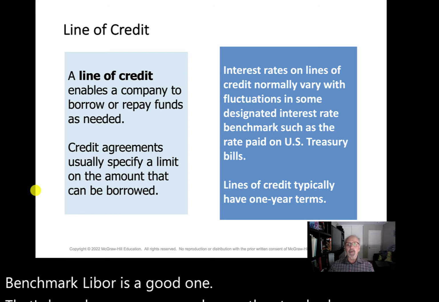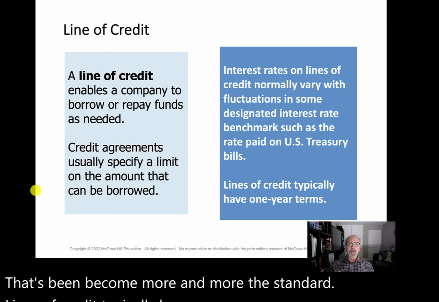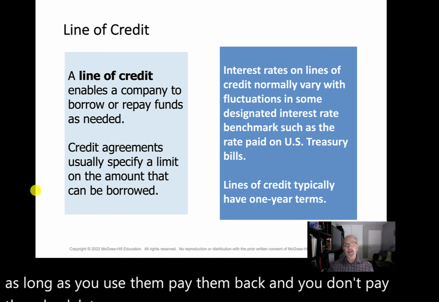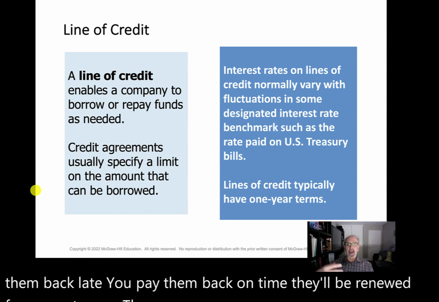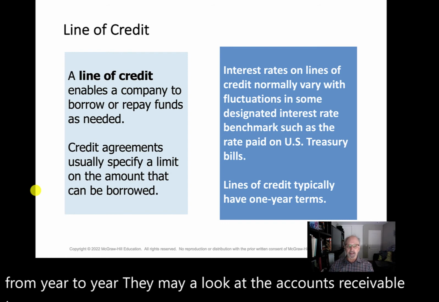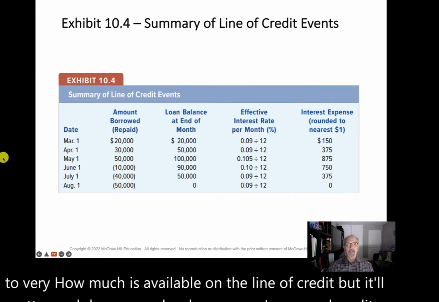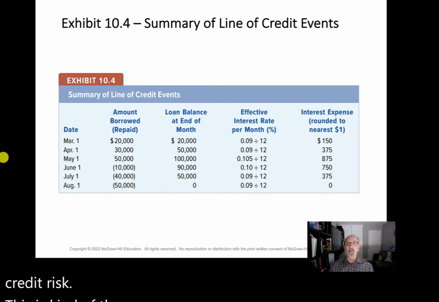Lines of credit typically have 1-year terms, but as long as you use them, pay them back, and you don't pay them back late, you pay them back on time, they'll be renewed from year to year. They may take a look at the accounts receivable to vary how much is available on the line of credit, but it'll pretty much be renewed as long as you're a good credit risk. So this is kind of the way a line of credit works.